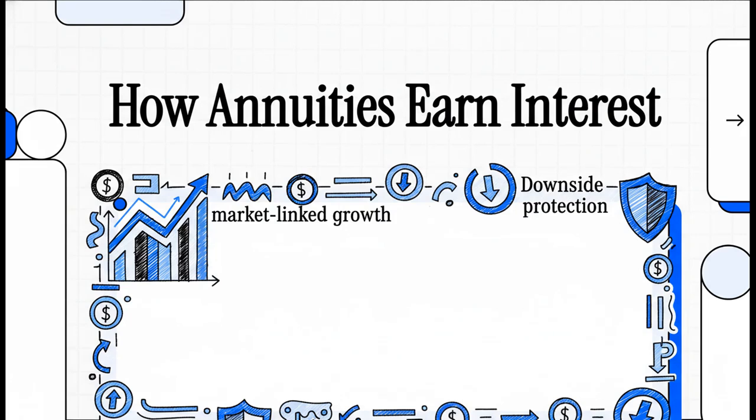Annuities. You've probably heard of them. They make this big promise of market-linked growth, but with downside protection. So how do they actually do that? How do they work? Today, we're going to lift the hood on these, let's be honest, kind of complex financial products and see exactly how they generate returns. That way you can really understand the trade-offs involved.